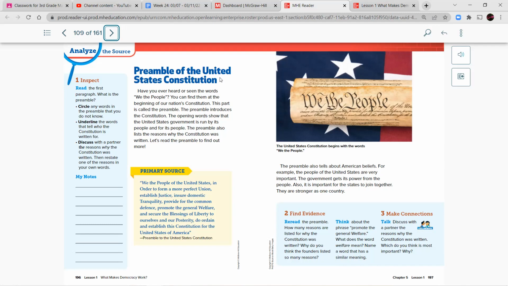The preamble also tells about American beliefs. For example, the people of the United States are very important. The government gets its power from the people. Also, it is important for the states to join together. They are stronger as one country.